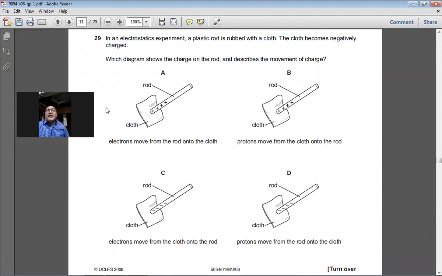In an electrostatics experiment, a plastic rod is rubbed with a cloth. The cloth becomes negatively charged. Which diagram shows the charge on the rod? You see, when you rub the rod with the cloth and the cloth becomes negative, the rod will become positive. If the cloth becomes negative, the rod will become the opposite of it. It will become positive.